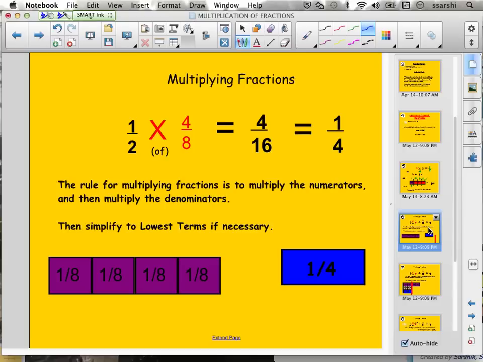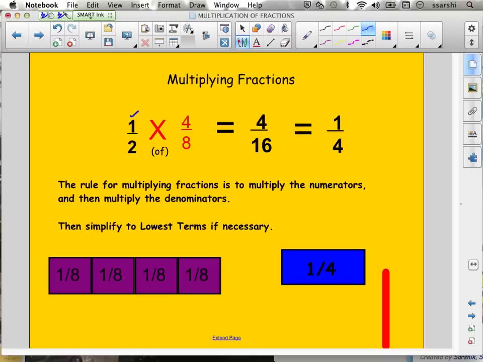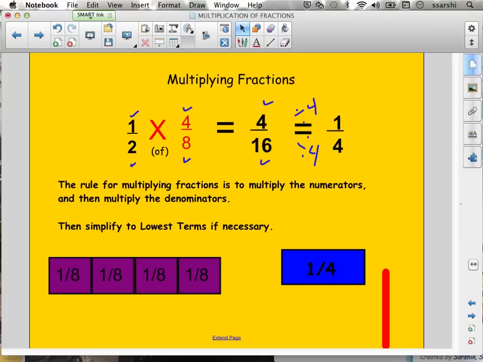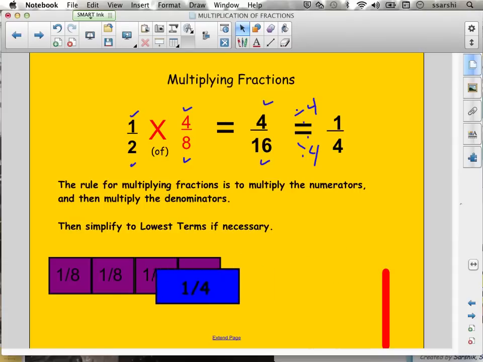So in this example here, 1/2 times 4/8, if you multiply 1 times 4, you get 4. 2 times 8 is 16. 4/16 simplified, I can see 4 is a factor of both. So 4/16 simplified equals 1/4. If you were to think of that pictorially, if I had 4/8, as you see the picture in purple, and I was looking for half of that, it is indeed equal to 1/4.